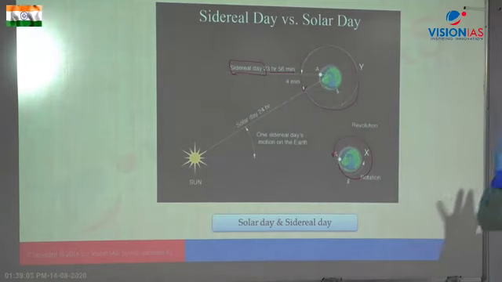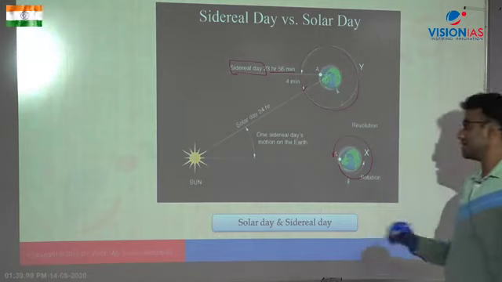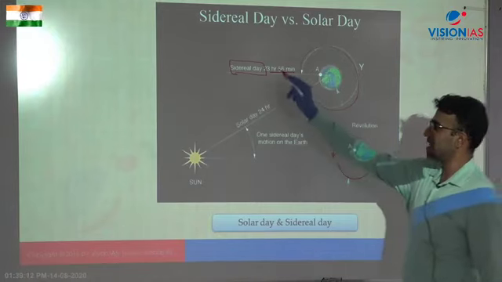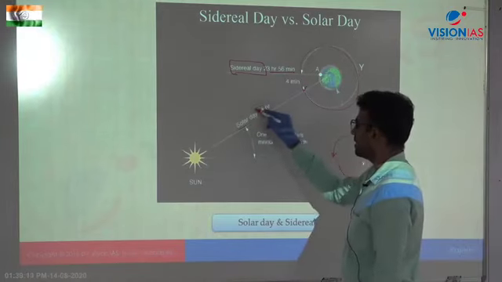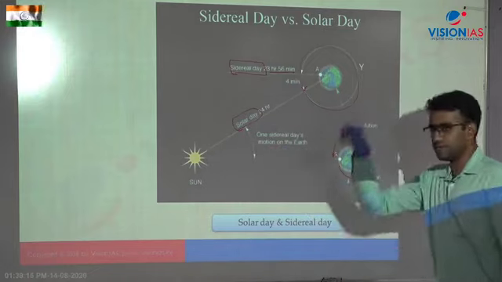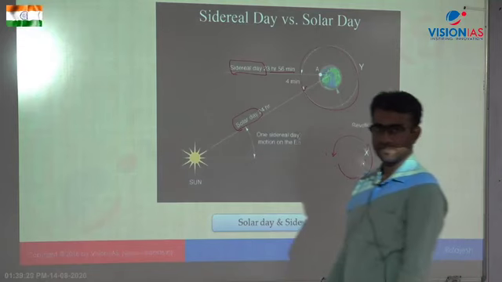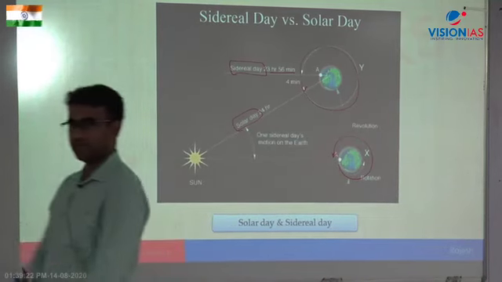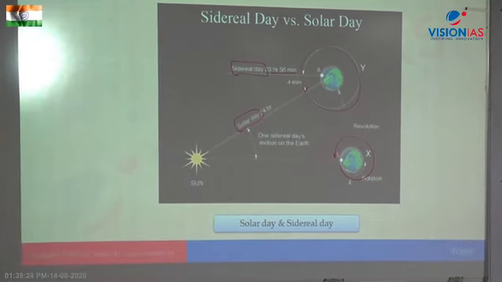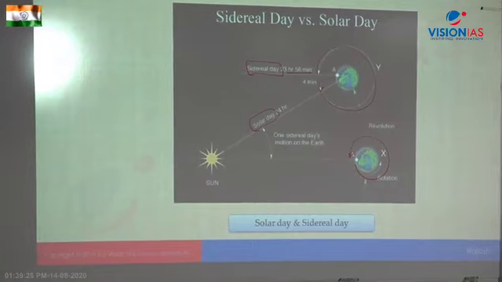So the time required to complete 360 degrees of rotation is called a sidereal day, and the time required to see the Sun exactly at the same position in the sky again is what is a solar day. Simple concept. I hope Tushar is clear about this now. Right?